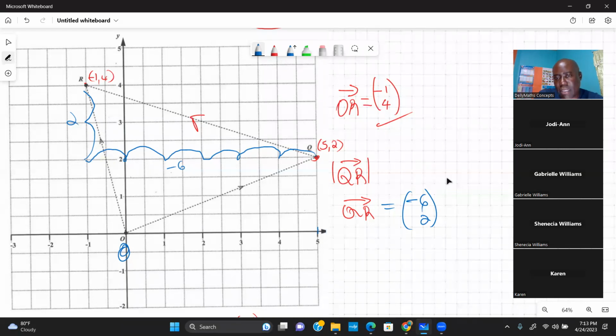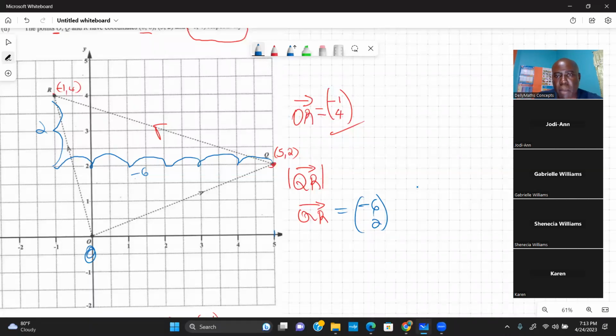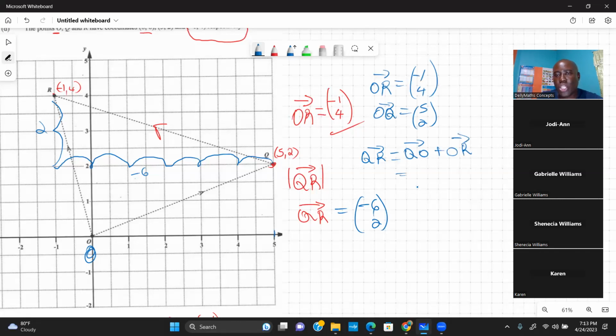All right. So let's find another way we could find QR. So remember that we have OR, and OR was negative 1, 4. Remember that you have OQ, and OQ was actually 5, 2. I'm suggesting that if you want to find QR, you had a few options. You could say Q to O plus O to R. That's what we have been practicing. So Q to O will go in the opposite direction of OQ. So it's going to be minus 5, minus 2. And then OR is the same, negative 1, positive 4.